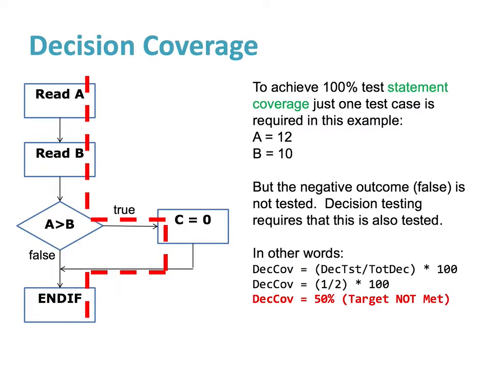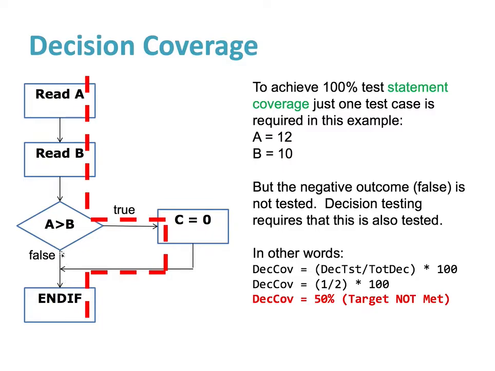So if we remember our example here where we read in two values, had one if statement, and then we had one test case which perfectly allowed us to get 100% statement coverage. That example will actually give us 50% decision coverage. So let's have a look through here. We're reading in the values A and B. In this one test case, the value of A is greater than B, which takes us over to C, but then we come into the end if.